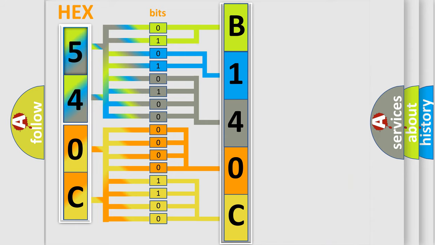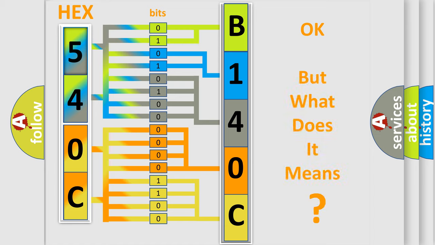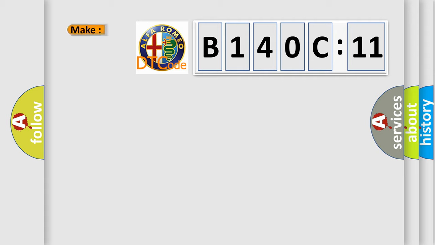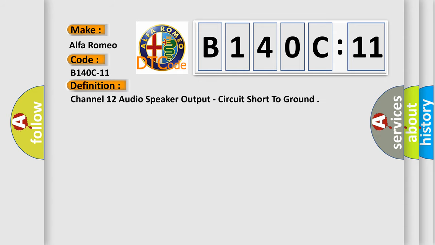We now know in what way the diagnostic tool translates the received information into a more comprehensible format. The number itself does not make sense to us if we cannot assign information about it to what it actually expresses. So, what does the Diagnostic Trouble Code B140C11 interpret specifically for Alfa Romeo car manufacturers? The basic definition is Channel 12 audio speaker output, circuit short to ground.